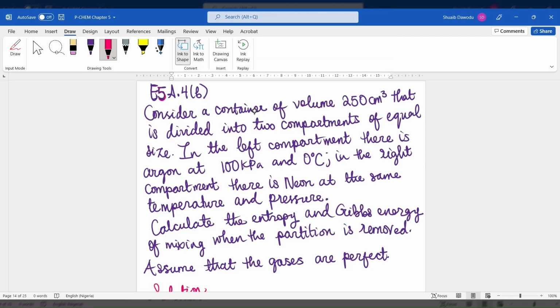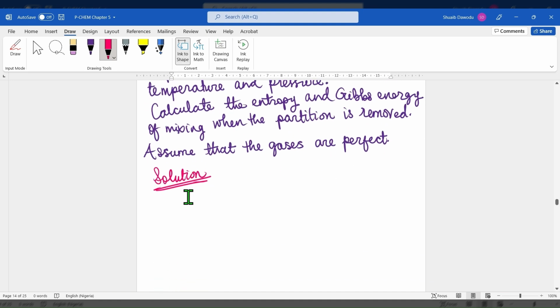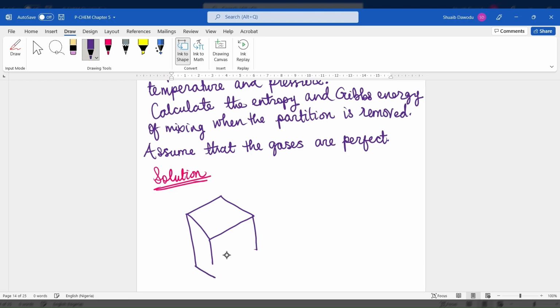They said, consider a container of volume 250 centimeter cube that is divided into two compartments of equal sizes. In the left compartment, there is argon at 100 kilopascal and 0 degrees, and in the right compartment there is neon at the same temperature and pressure. Knowing this, I can just simply do this. Let's say this is the compartment, or the container, or the box, whatever you want to call it. Sorry, I don't have the best drawing.